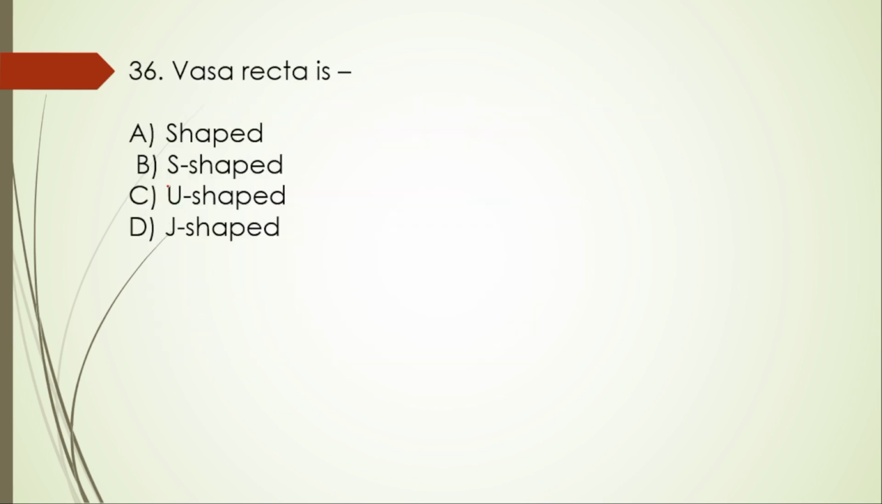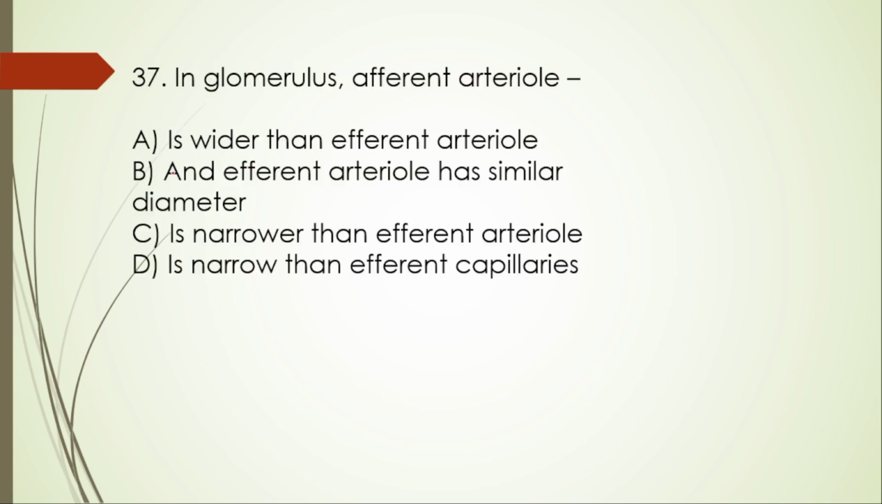Next, 36th one, vasa recta is: A, I shaped, B, S shaped, C, U shaped, and D, J shaped. So here the right option is vasa recta is U shaped. 37th one, in glomerulus, different arterioles. A, efferent arteriole is wider than afferent arteriole. B, efferent and afferent arteriole have similar diameter. C, efferent is narrower than the afferent arteriole. D, narrower than the afferent capillaries. So here the right option is option A, wider than the afferent arteriole.